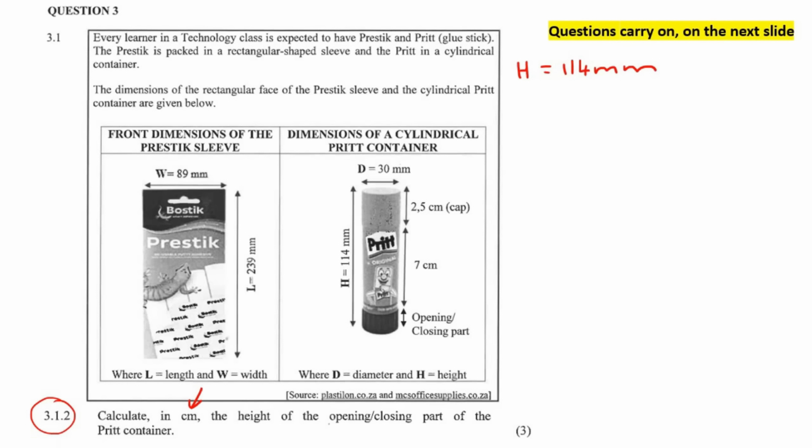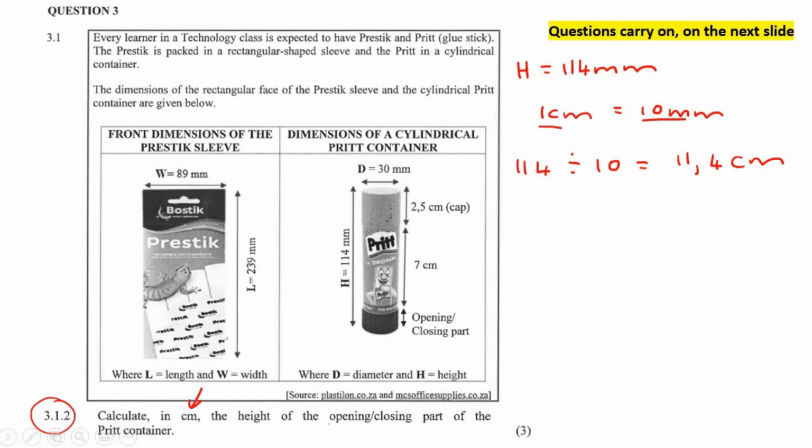Remember that in 1 centimeter, there are 10 millimeters. So you see that the millimeter number is always bigger than the centimeter number. Here we have a millimeter number, and we need to change it to a centimeter number. So we're going to divide. We're not going to multiply, because then this number will become even larger. So we're going to say 114 divided by 10, and that's going to give us 11.4 centimeters. So that is this total height of the glue stick. That's not our answer.